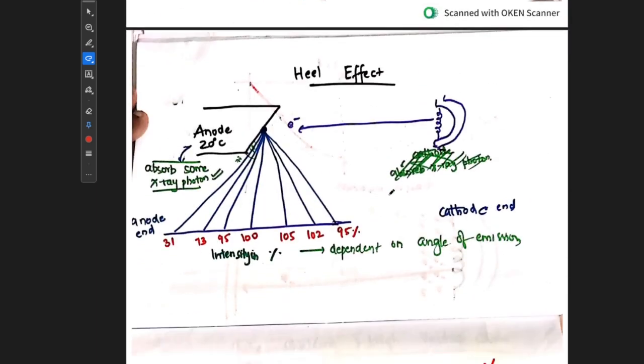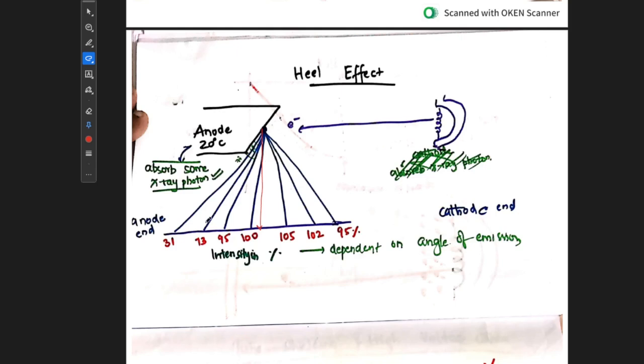That is saturation voltage. Then the next important thing is the Heel effect. So what is the Heel effect? This is the filament, and when electrons hit the anode, the anode releases X-rays. The X-rays are released in different directions. Not all X-rays will go perpendicular; they go in different directions.